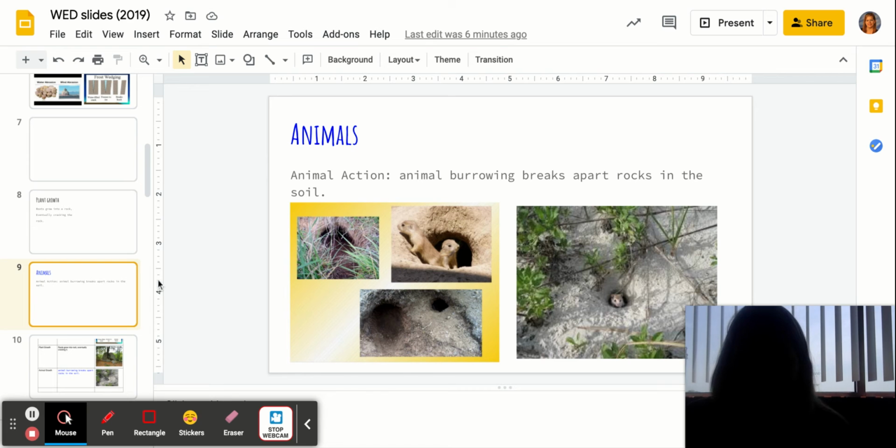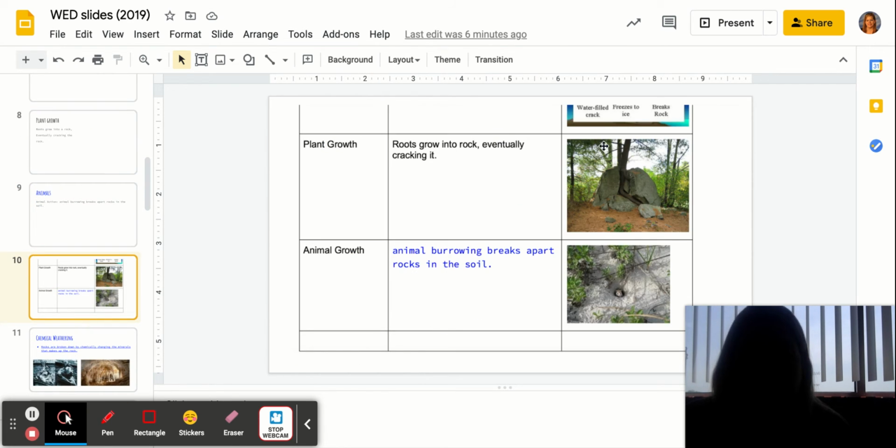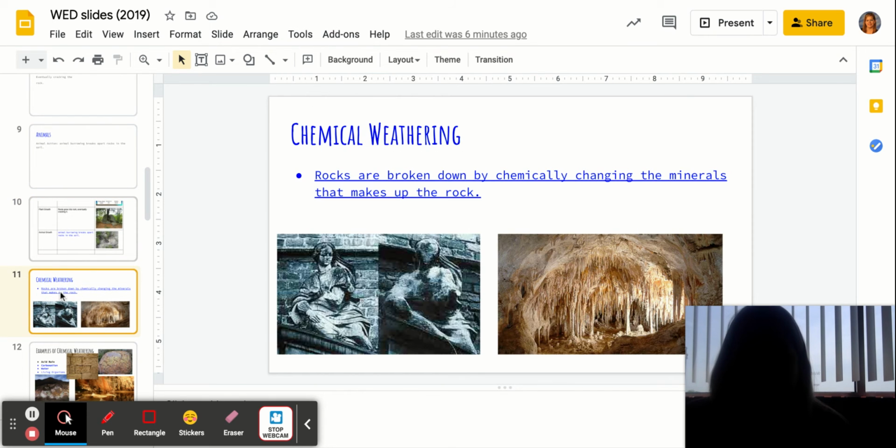All right. Okay, so yours should look very similar to this one too. Your pictures don't have to look like mine, but your definition should be very close to that. Okay, so let's move on to chemical weathering. Go ahead and fill out the definition for chemical weathering.